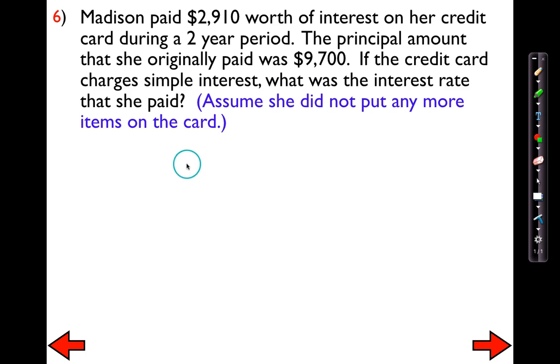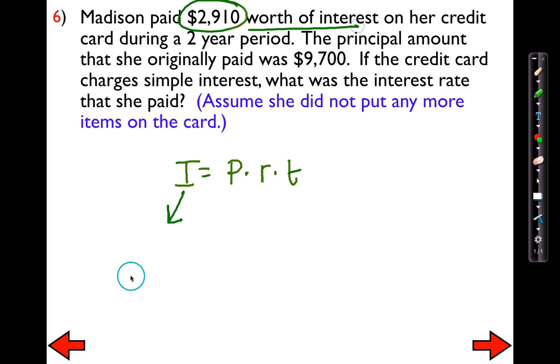So once again, I'm going to start with interest equals principal times rate times time. And I'm going to go ahead and plug in the information that I know. I am going to say that I know the interest. Why? Because it says here Madison paid $2,910 worth of interest. So that is the interest. Do I know the principal? The answer is yes. The principal amount that she originally paid was $9,700. So that's going to go in for the principal.